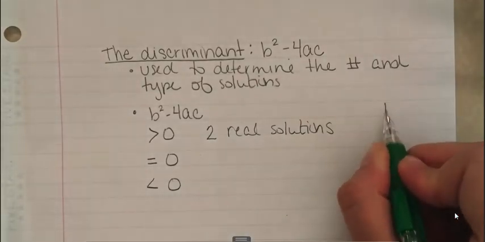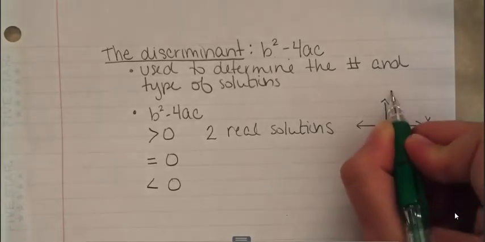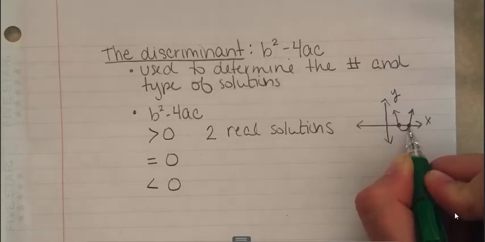And so a graph of this might end up looking really familiar to you. It's just going to be a parabola that crosses the x-axis twice.